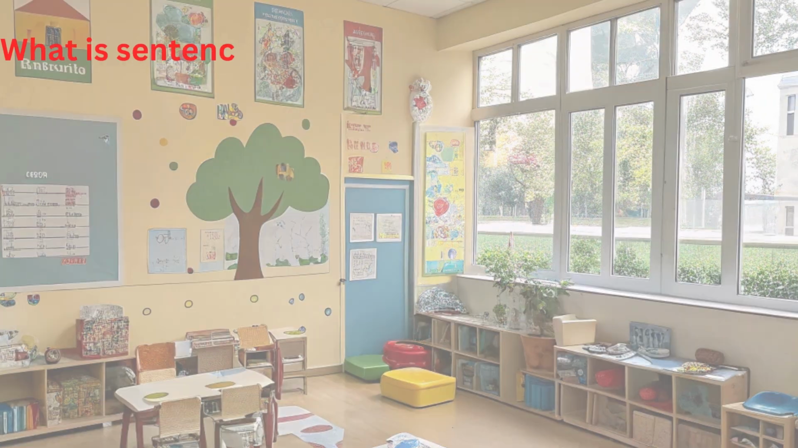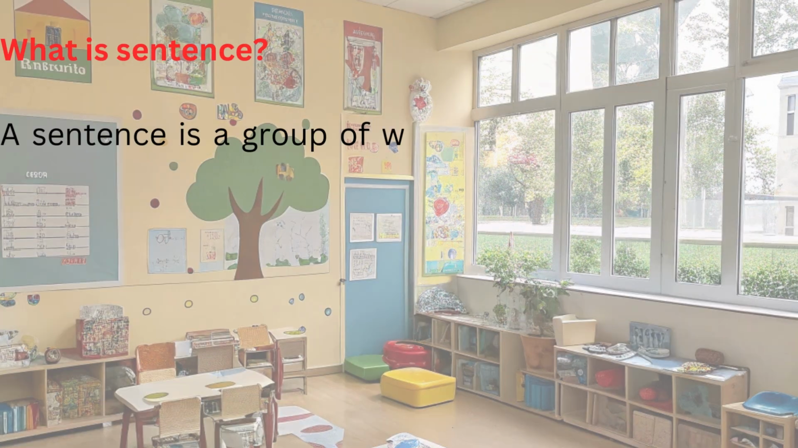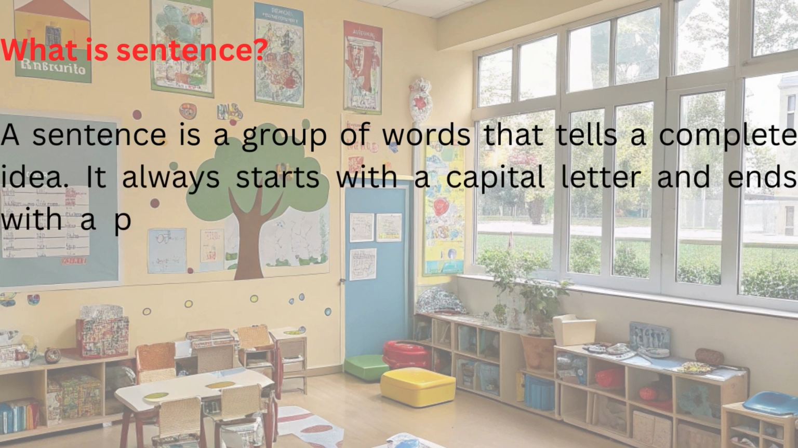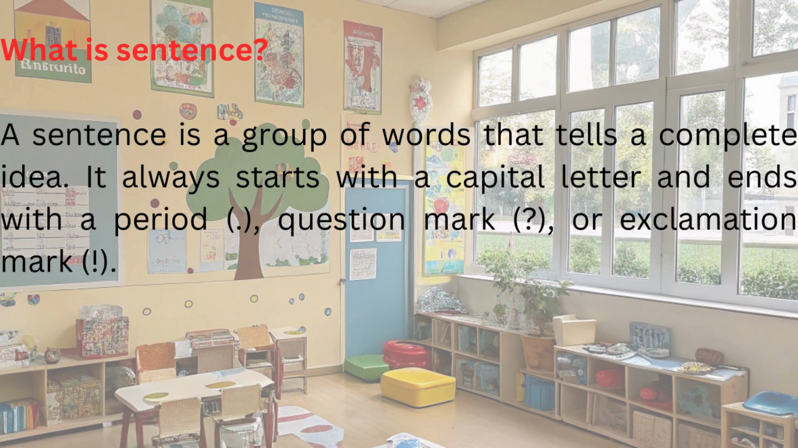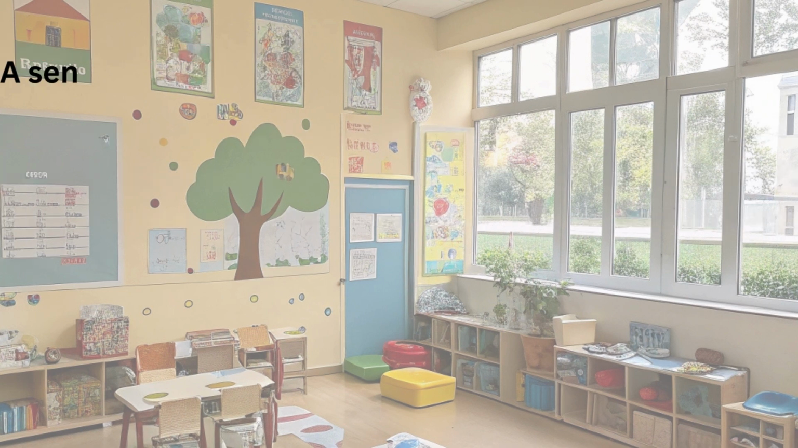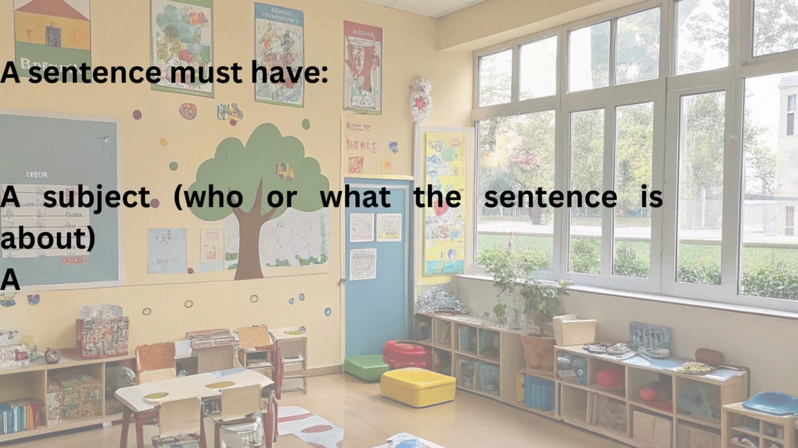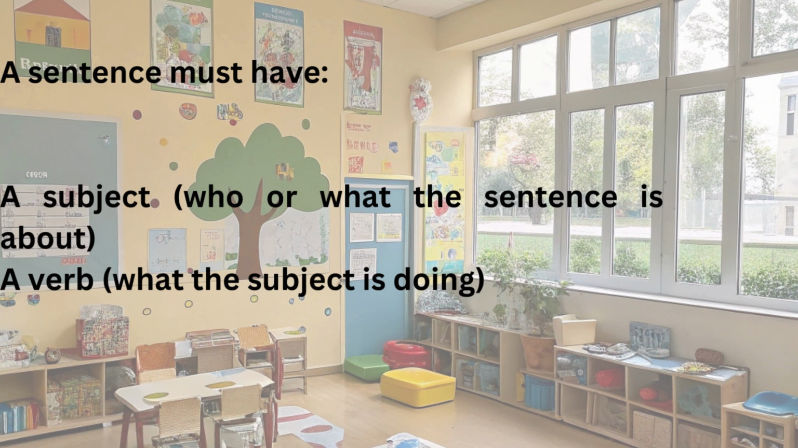What is a sentence? A sentence is a group of words that tells a complete idea. It always starts with a capital letter and ends with a period, question mark, or exclamation mark. A sentence must have a subject, who or what the sentence is about, and a verb, what the subject is doing.